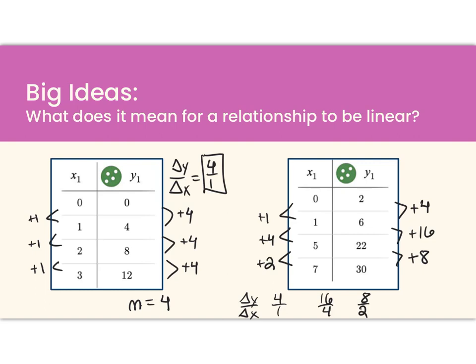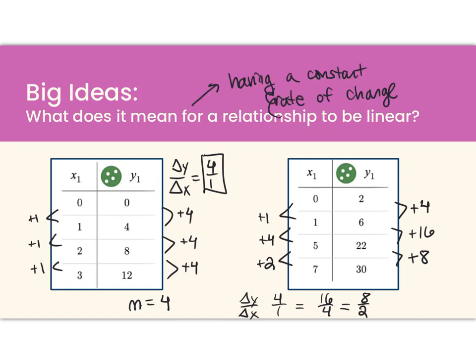Well, I know that I can simplify these fractions, and in fact, 4 over 1 is equivalent to 16 over 4, and that's equivalent to 8 over 2. So these all represent the same value. The ratio of my change in y over my change in x is equivalent for any row of my table. I could have chosen any 2 rows and I would have gotten a ratio equivalent to 4 over 1. And that's what it means to have a constant rate of change.